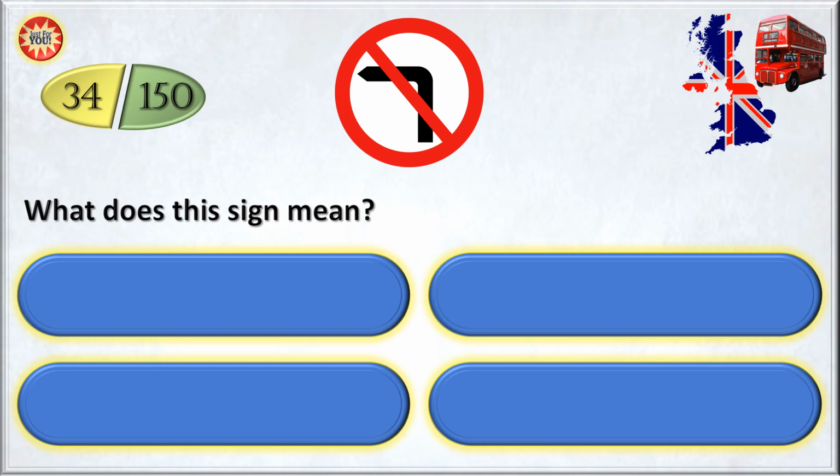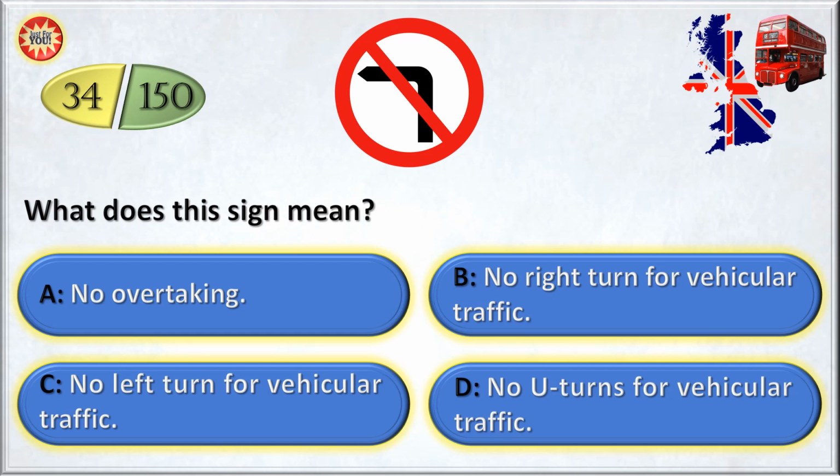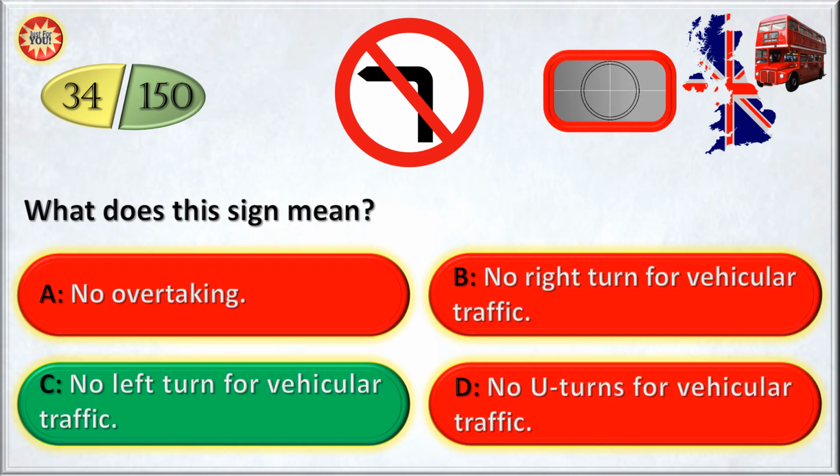What does this sign mean? No overtaking. No right turn for vehicular traffic. No left turn for vehicular traffic. No U-turns for vehicular traffic. No left turn for vehicular traffic.